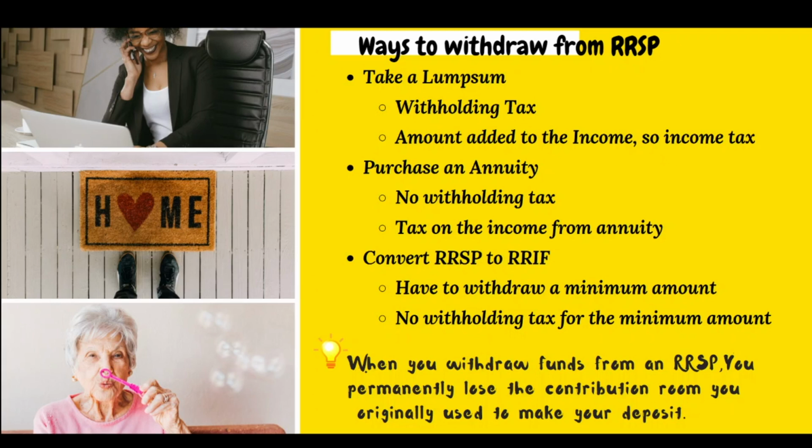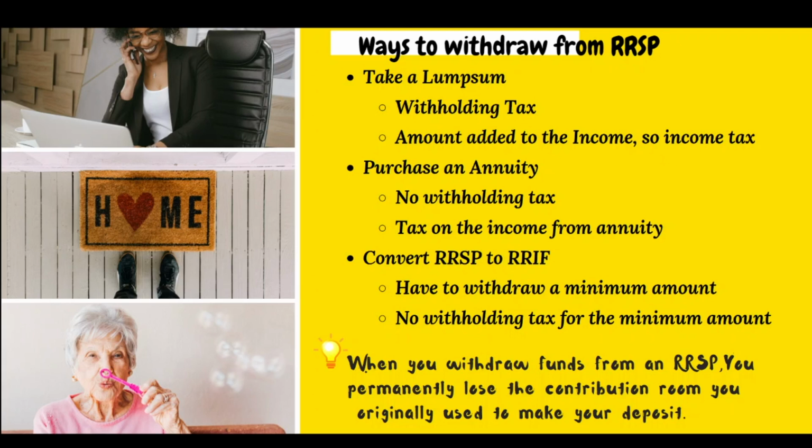Second option, purchase an annuity. Similar to a pension, annuities will provide steady payout over an extended period of time. You can get one for a fixed term or for the rest of your life. Purchasing annuities is not subject to withholding tax. However, you may have to pay tax on the income you receive from annuity payments. In exchange for a single deposit, you will receive guaranteed income for life, just like a pension.